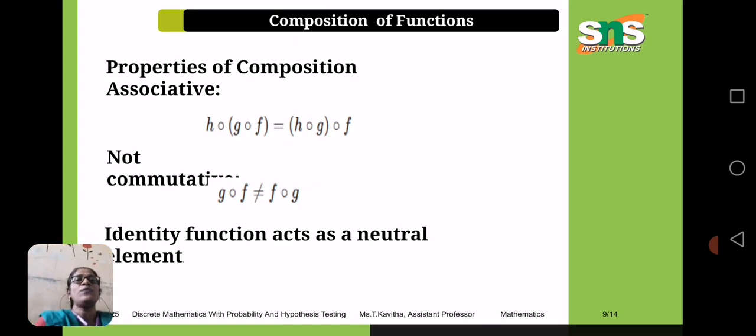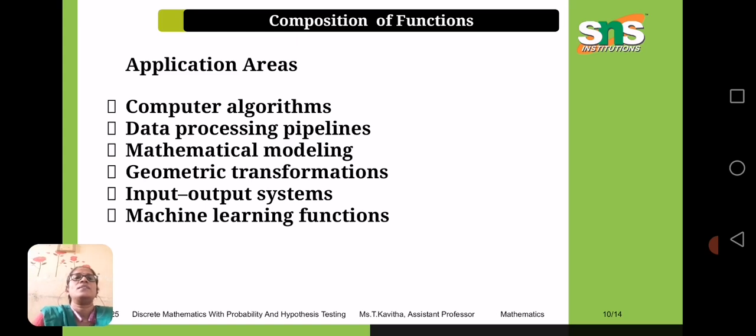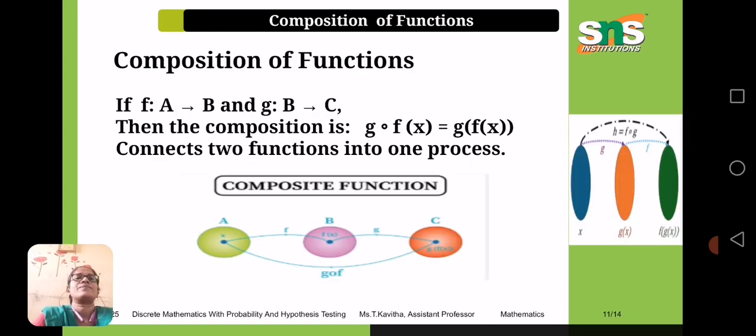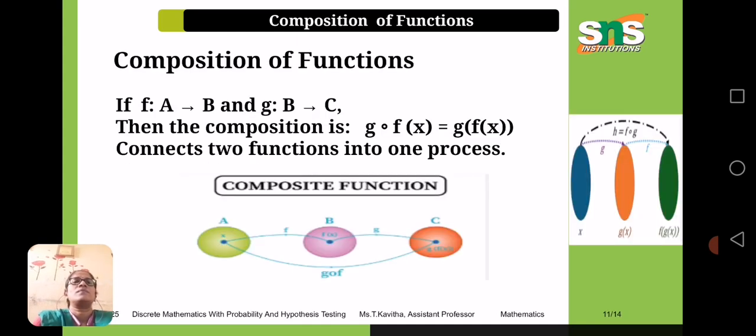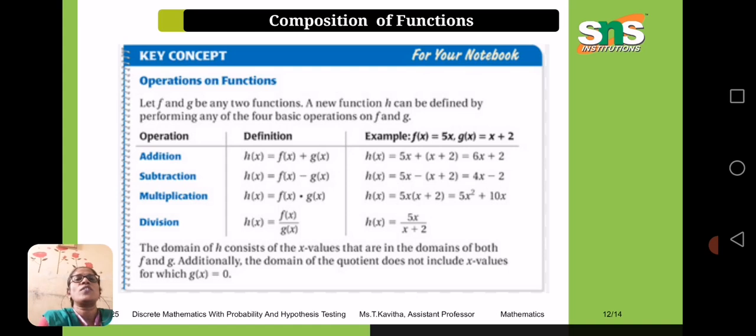Here we are using three functions. H composite G composite F is equal to H composite G composite F. Then the non-commutative property is G composite F is not equal to F composite G. Identity function acts as a neutral element. This is a key concept.